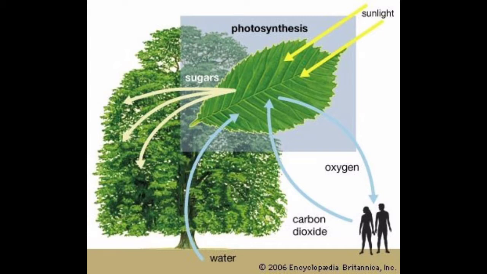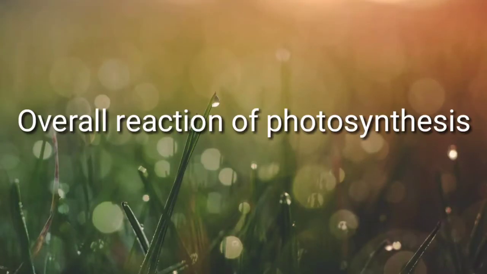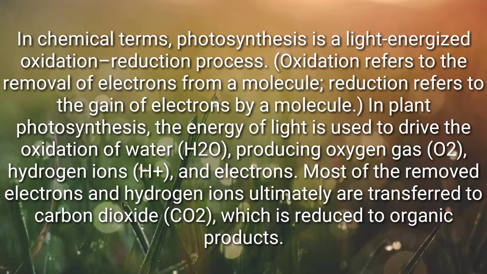The energy for photosynthesis originates in the sun and arrives at the earth as sunlight. This light has both a wave and a particle nature. Overall reaction of photosynthesis: in chemical terms, photosynthesis is a light-energized oxidation-reduction process. Oxidation refers to the removal of electrons from a molecule. Reduction refers to the gain of electrons by a molecule.